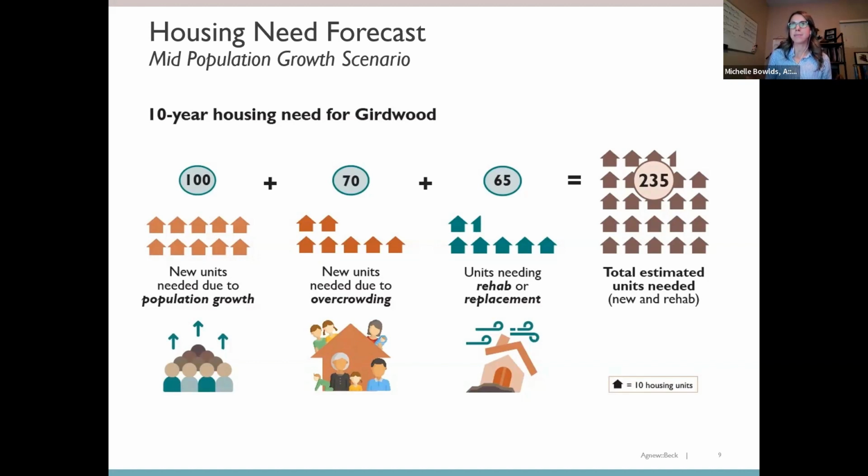And so that would be 65 existing units being rehabbed or replaced, which gets us to that 235 total estimated unit need over the next 10 years. Just for some context, the population scenarios change that number slightly. Under the low scenario, that number would look more like 165 total units needed. And under the high growth scenario, that would be upwards of 260 total housing units needed over the next 10 years.